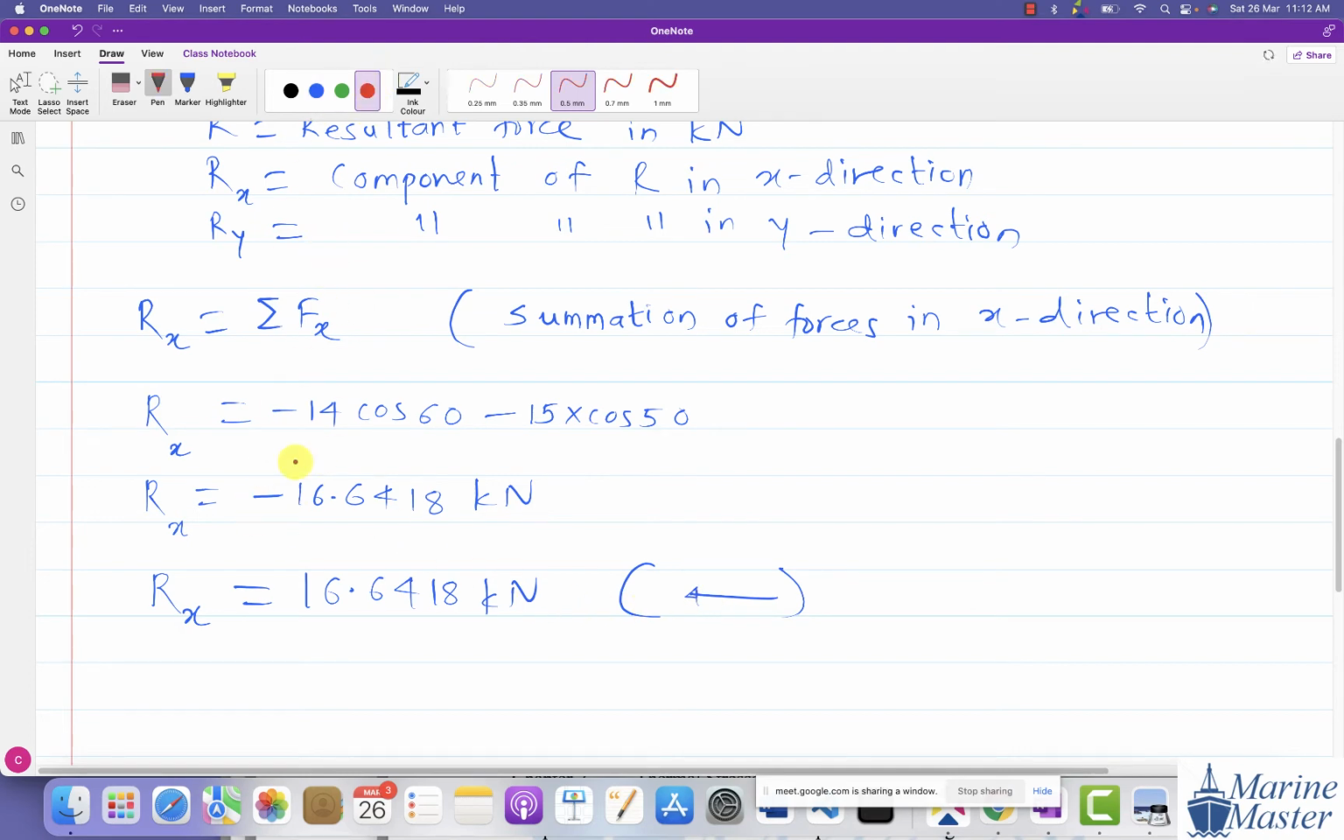Whenever we get a negative value of Rx, it means it is in the negative direction. So at the end we will write down its magnitude. This denotes the magnitude of Rx, and this denotes the negative direction, the direction of Rx, meaning negative X direction. Okay, sir, please write down up to Rx here.